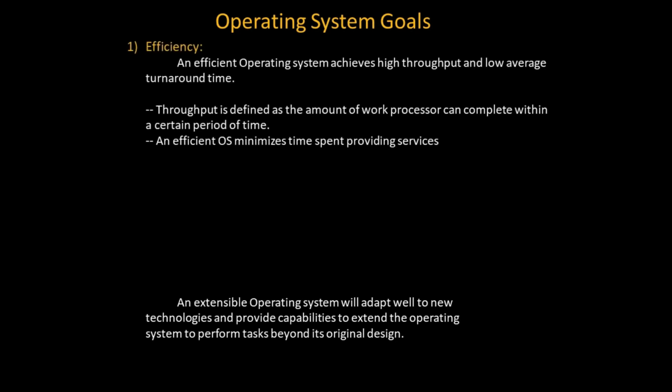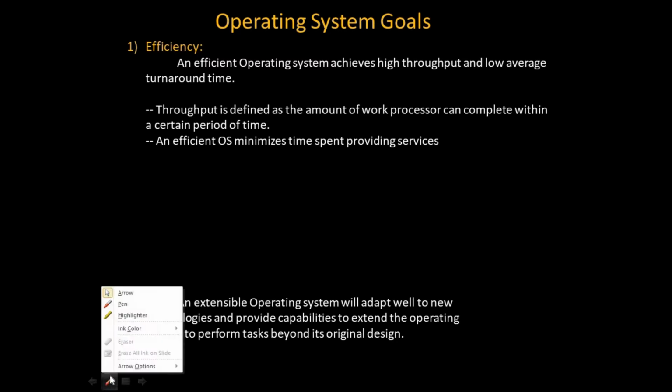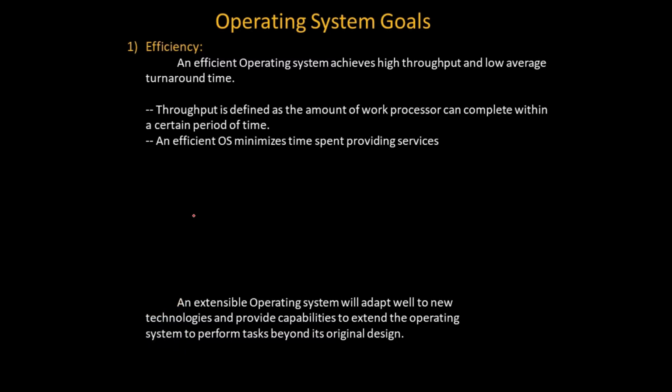An efficient operating system achieves high throughput and low average turnaround time. Throughput is defined as the amount of work a processor can complete within a certain period of time. So the amount of work a processor can complete within a certain period of time is known as throughput.